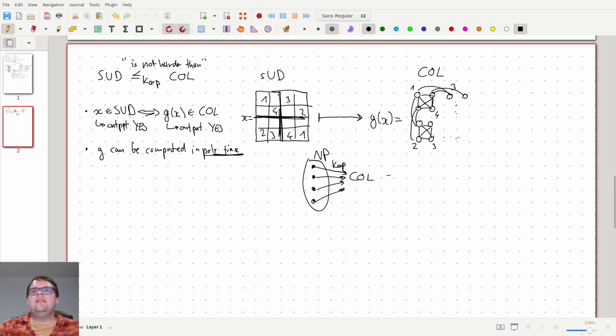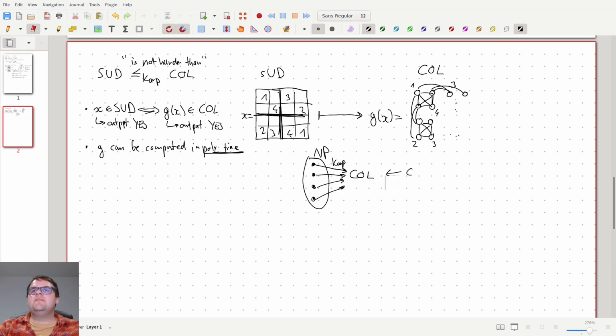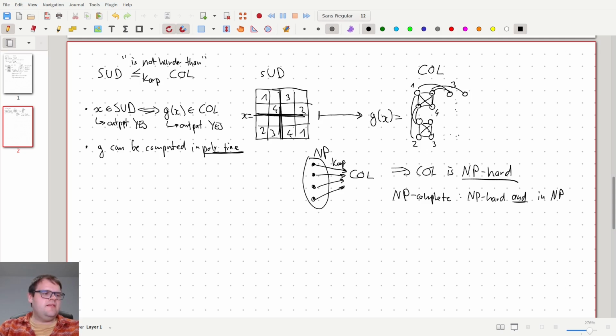So that's what it means for a problem to be NP hard, sorry. Yeah, that's the definition of NP hard, if we can Karp reduce everything in NP to it. So it's kind of the hardest problems, harder than everything in NP. And what does NP complete mean then? NP complete is just if it's NP hard and in NP. So it's the problems within NP that are the hardest.